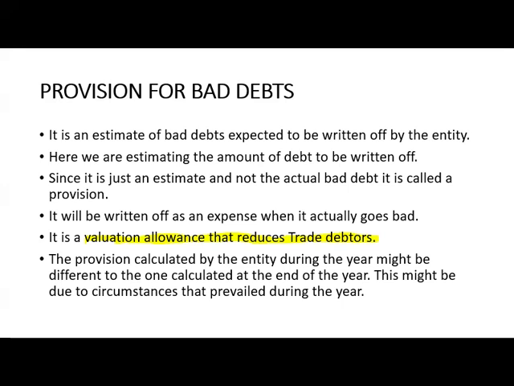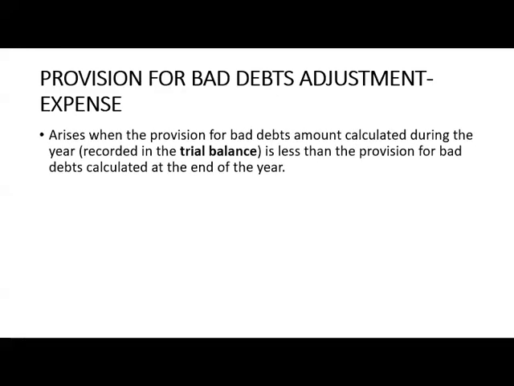As I said, guys, this might be due to circumstances that prevailed during the financial year. And I explained what the difference is. If the provision that is given to you in the pre-adjustment trial balance is less than the provision that we calculated, we need to take it up to the one that we calculated, because the one we calculate at the end of the year is the accurate one. So if the one in the trial balance has to be taken up, we will recognize what we call provision for bad debts adjustment, and that will be an expense.